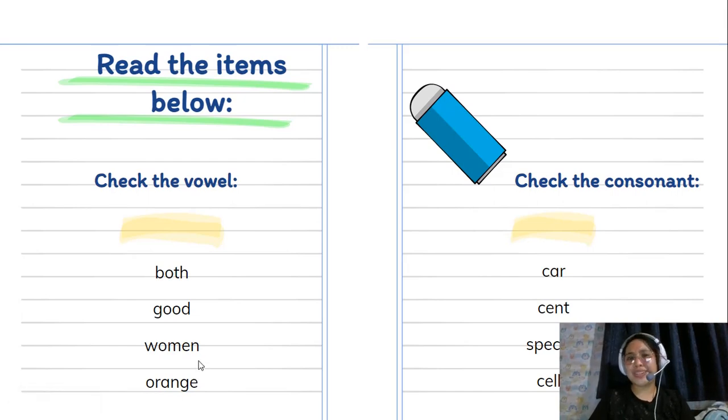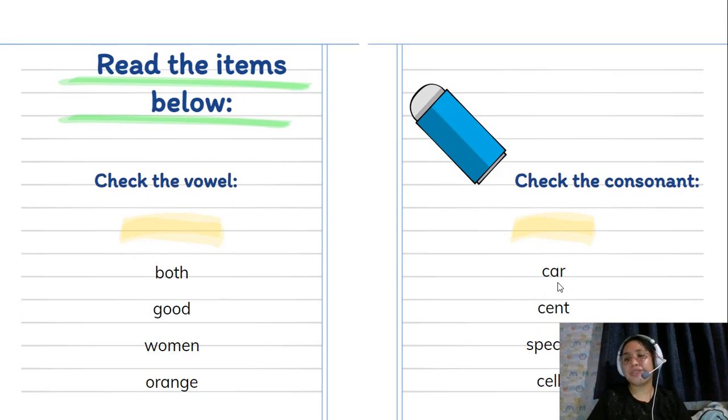Is it true to consonants? We'll see. We have here four different words. All of them have the letter C. Let's start with the first word. Car has the sound K. Scent has the sound S. Species has the sound SH. And cello has the sound CH. Same letter C, but different consonant sounds.